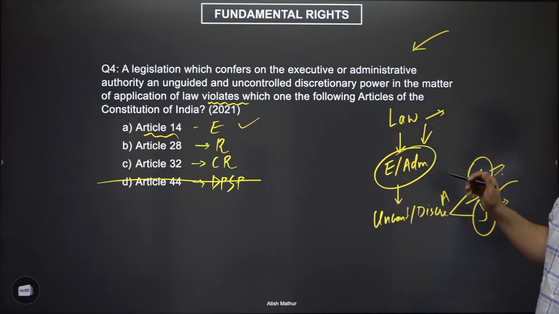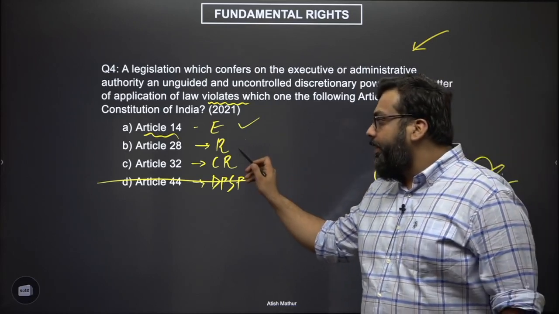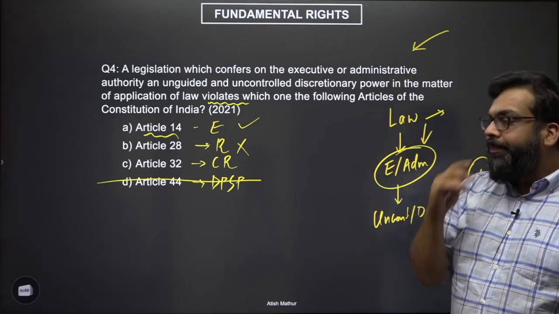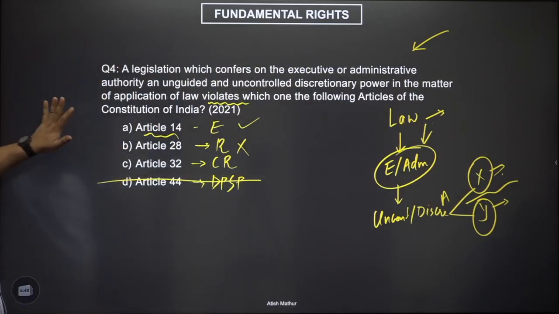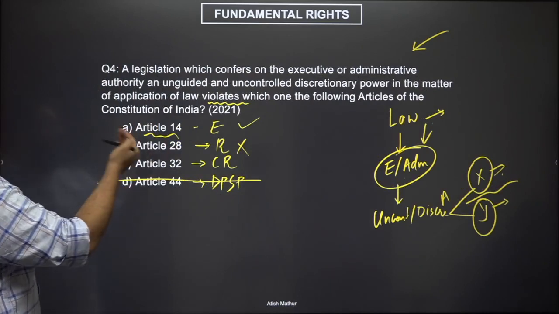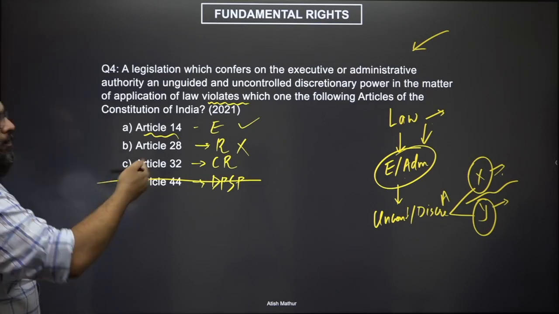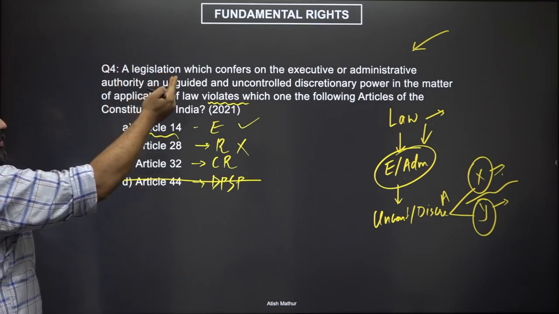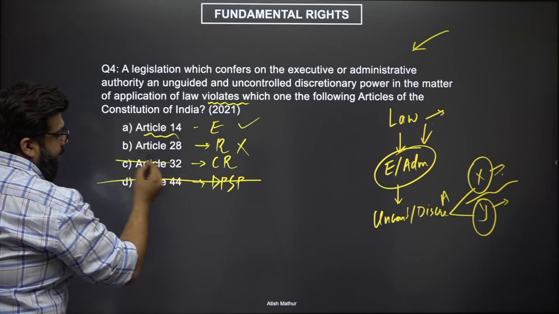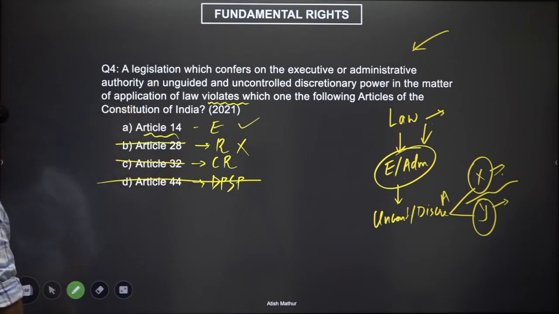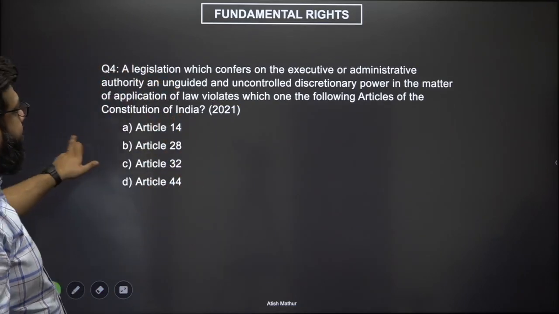Just break it down into a flow chart. Simplify it, you should be able to arrive at the answer. This is definitely not the answer because it has nothing to do with religion. A lot of people thought Article 32 should be the answer, but nowhere does the question say it is restricting the powers of the people to go to court. Article 32 is a guarantee for the people to go to court, to go to the Supreme Court. Nowhere do you find the word Supreme Court mentioned here. So this is not the answer. The answer is A, Article 14. Okay? A simple simplification technique.